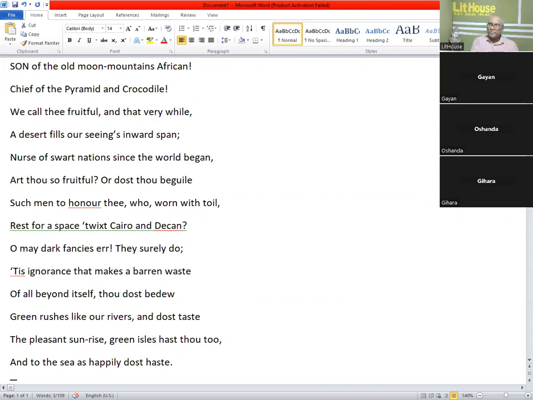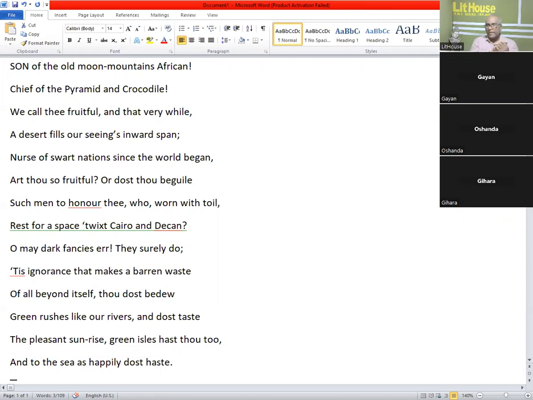But from the poetic point of view and from common people's belief, the Nile is a river that descends from heaven, moon mountains. Therefore, old moon mountains are personified figures of some divine parents. Africans believe so. Not us. Africans believe so.